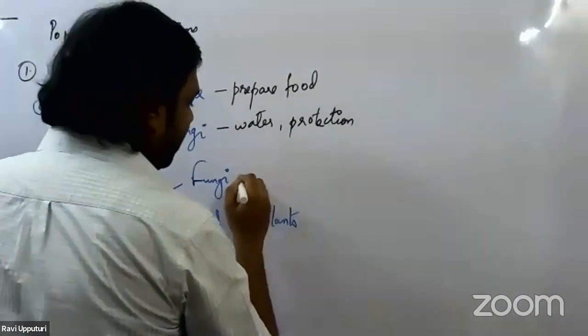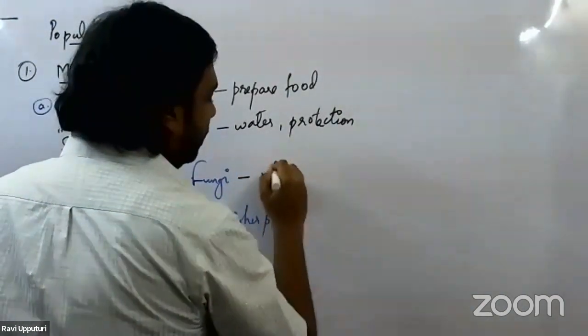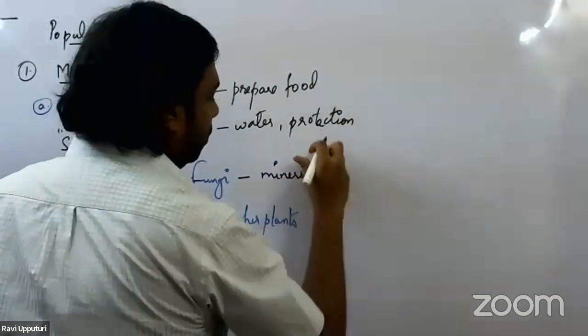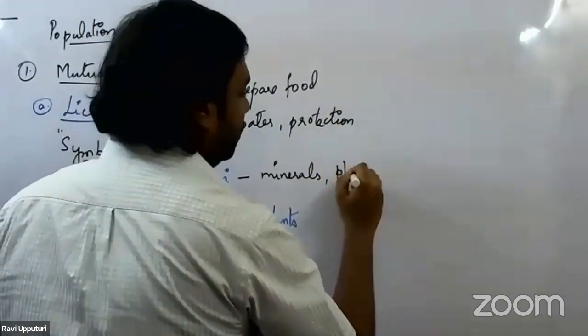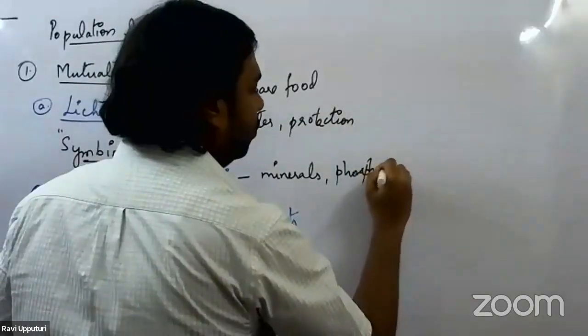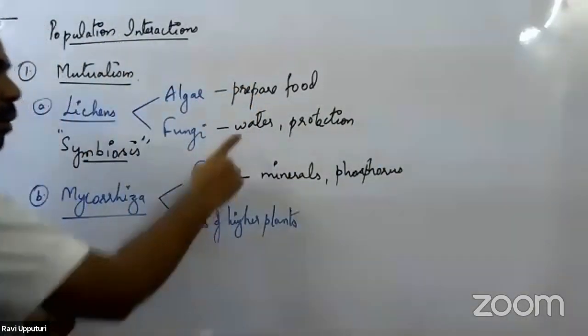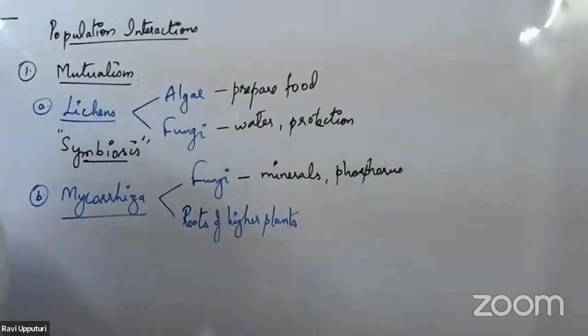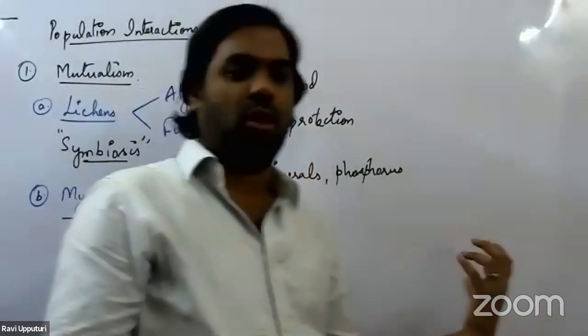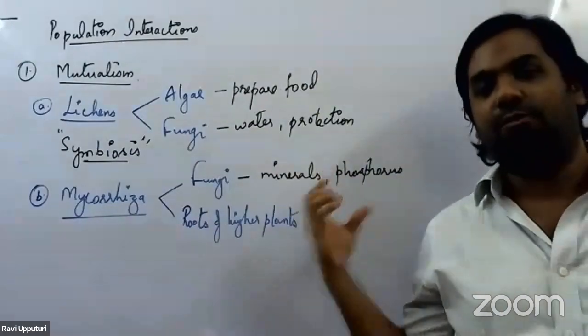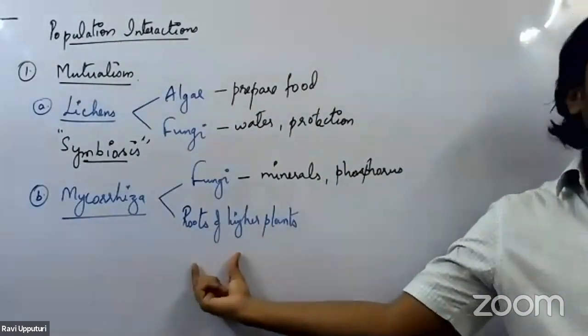What fungi does is it starts absorbing minerals, especially phosphorus, and it gives it to the plants. So what fungi does in this sort of interaction is absorb the minerals from the soil, and those minerals, especially phosphorus, it passes on to the plants.